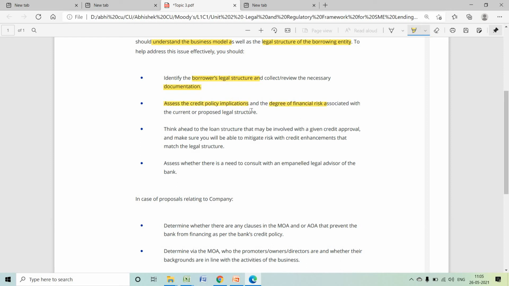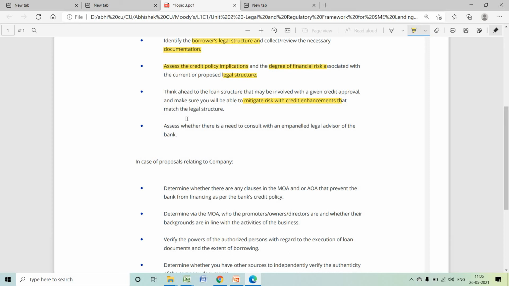Then assess the credit policy implications and degree of financial risk associated with the current or proposed legal structure. So you have to keep in mind what the financial risk is related to a particular legal structure of the business, right? And you have to assess the credit policy implications. Now think ahead to the loan structure that may be involved with a given credit approval, and make sure you will be able to mitigate risk with credit enhancements that make the legal structure work.